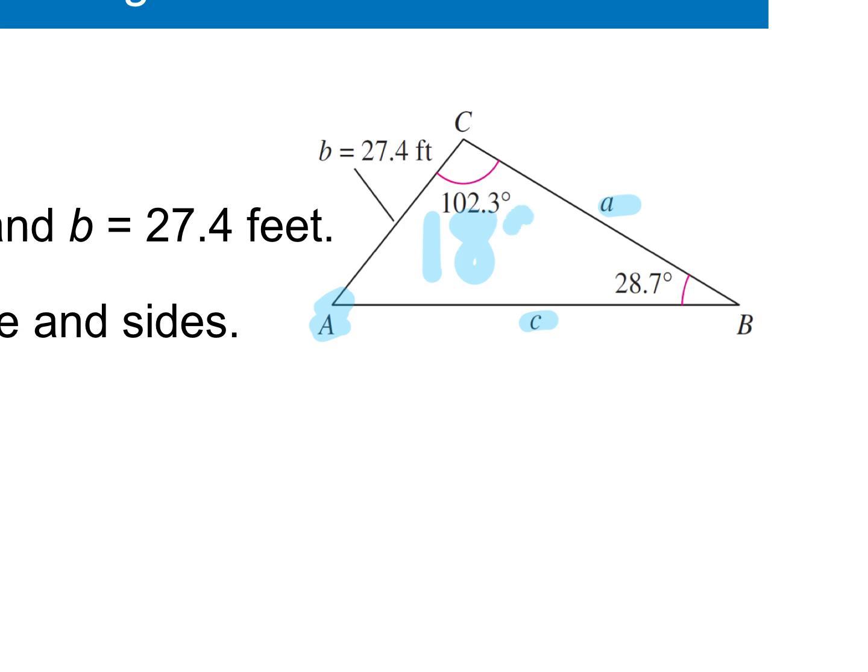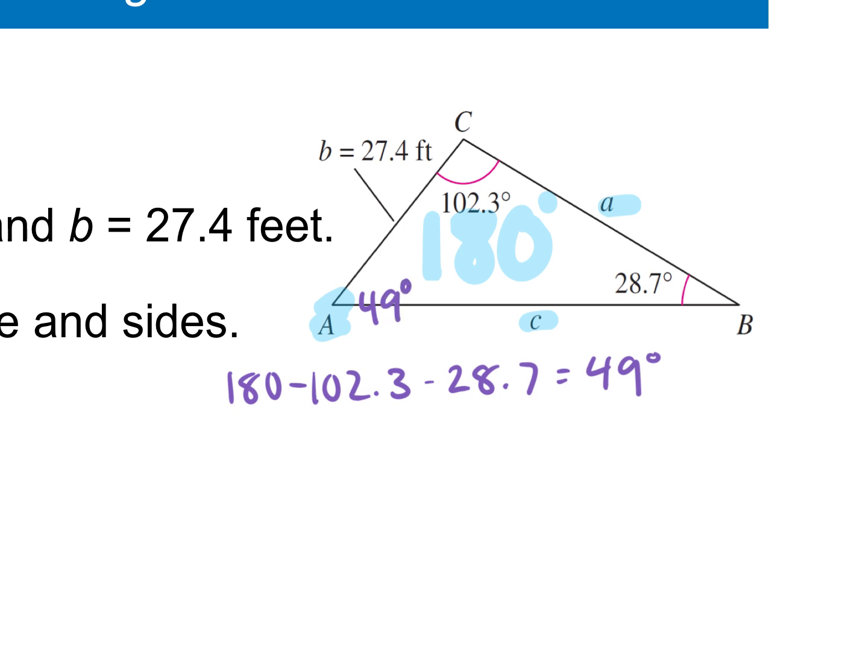180. So we know that all 3 angles add up to 180 degrees. So I can take 180 and subtract the 2 angles that I have. So we can do 180 minus 102.3, and then minus 28.7. So we can plug that into our calculator. We get 49. So angle A is 49 degrees.